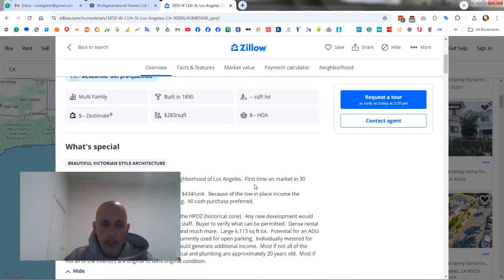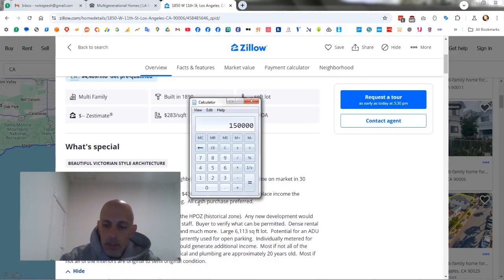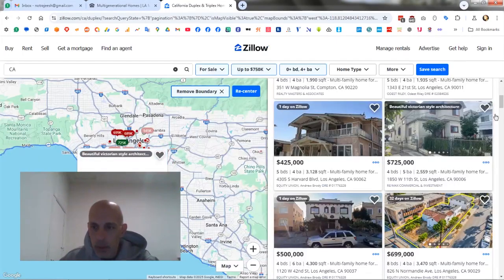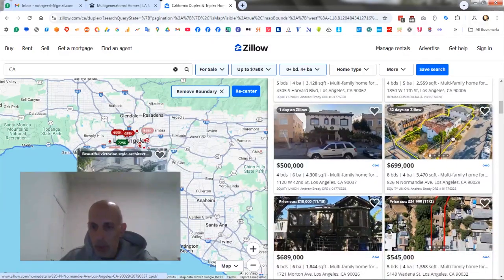So you're looking at a minimum 725 times 0.25. You gotta put 181 for this one. So why even waste time? Let's go look for something that would fall within this.